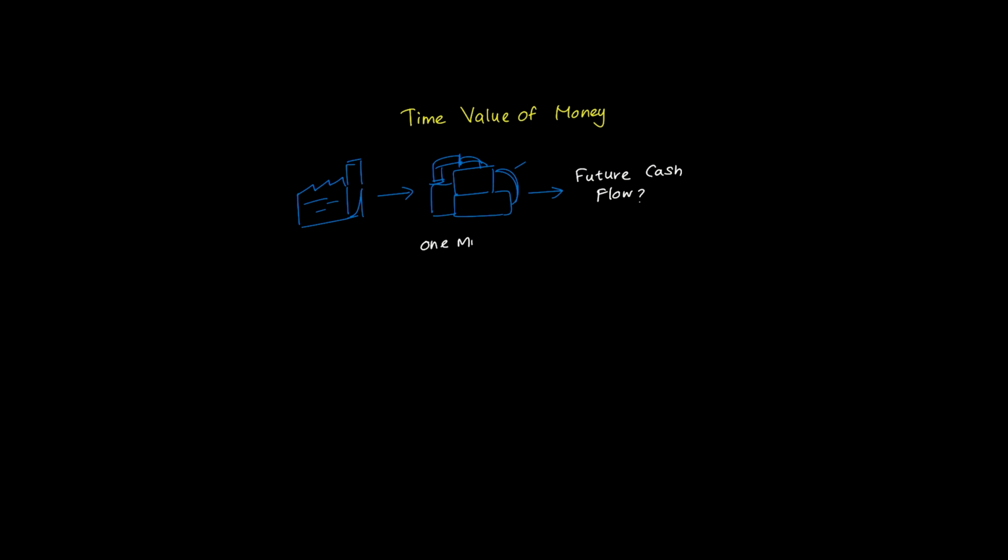This question gets to the heart of capital investment analysis. A manufacturing business faces a decision. Should they invest $1 million today in new equipment? To answer this, they need to estimate the future cash flows that equipment will generate and determine if those future benefits justify the upfront cost. The core financial concept here is the time value of money.